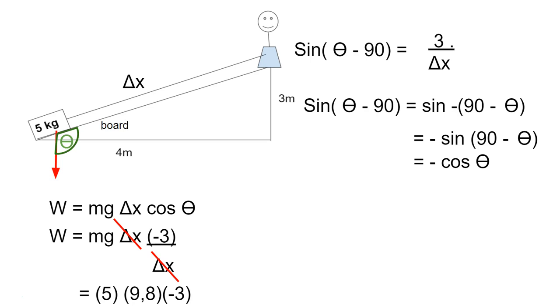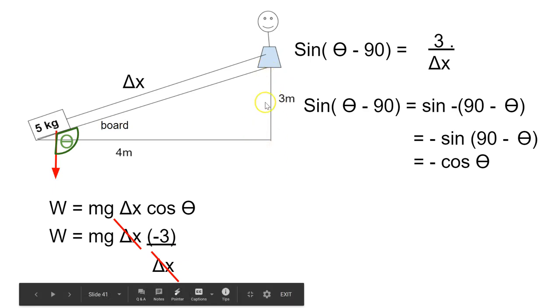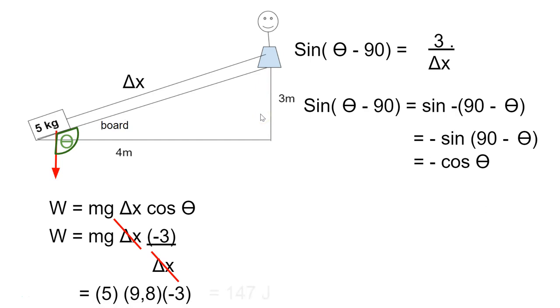So my solution at the end of the day will just be 5, which is my mass, times gravitational acceleration, times the distance, negative of the distance, the perpendicular distance that this thing is moving.